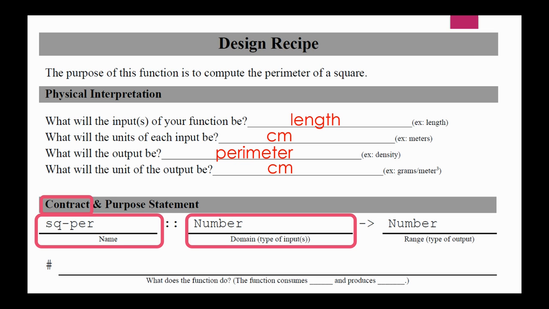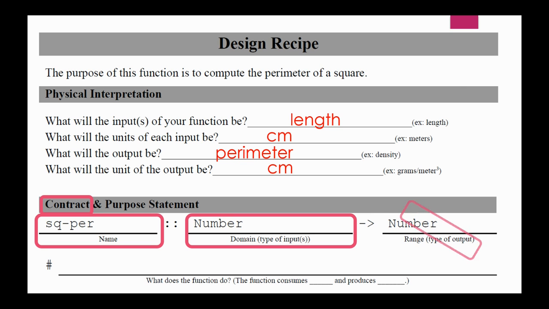So if we are inputting length, what kind of data is this? This is a number with a capital N. So what kind of input are we going to use? We're going to input a number. So this part of the contract is going to tell Pirate that we should expect a number as the input.